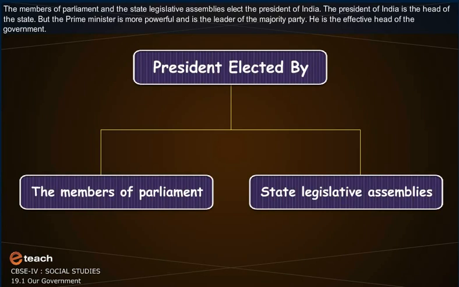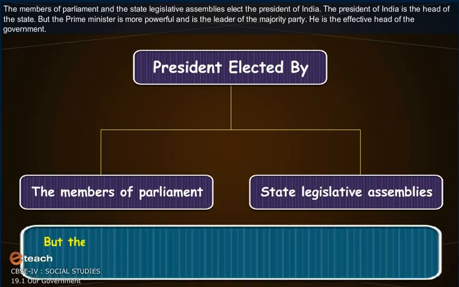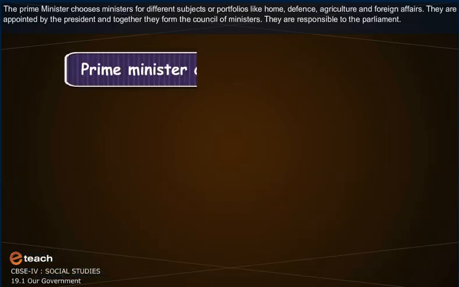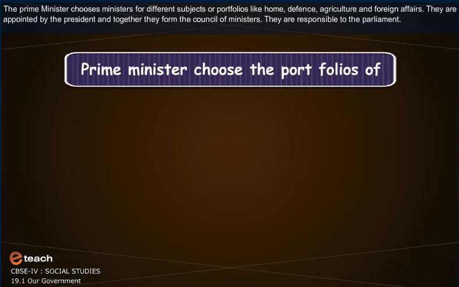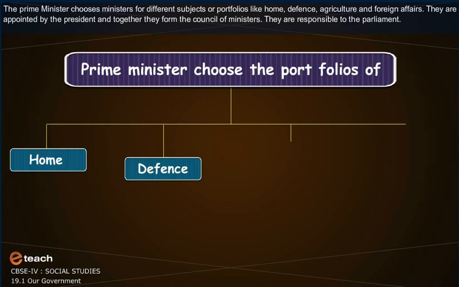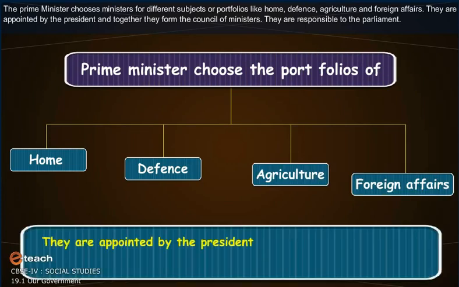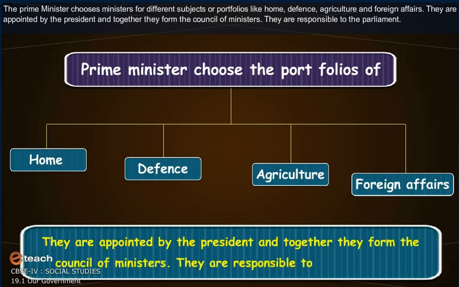The President of India is the head of the state, but the Prime Minister is more powerful and is the leader of the majority party. He is the effective head of the government. The Prime Minister chooses ministers of different subjects or portfolios like home, defense, agriculture and foreign affairs. They are appointed by the President and together they form the Council of Ministers. They are responsible to the Parliament.